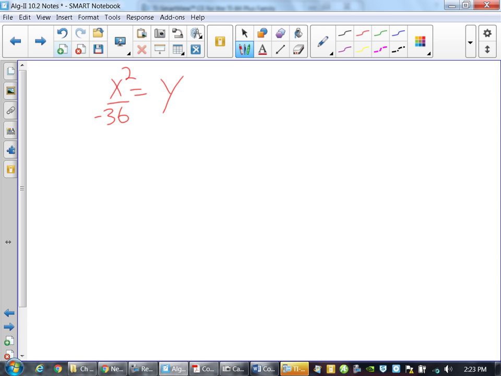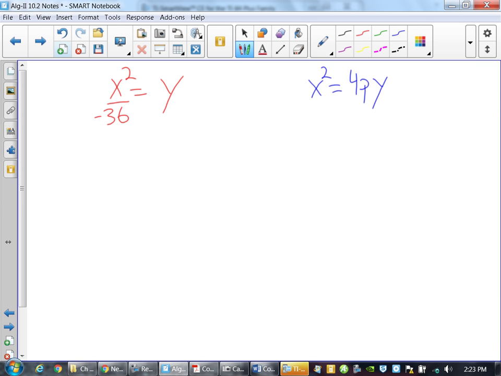So x squared over negative 36 is y. Which means we know right off the bat it's going to be an x squared parabola. Why? Because there's an x squared. Kind of helpful, okay? So we know we're going to have an x squared parabola, which is going to equal 4py.